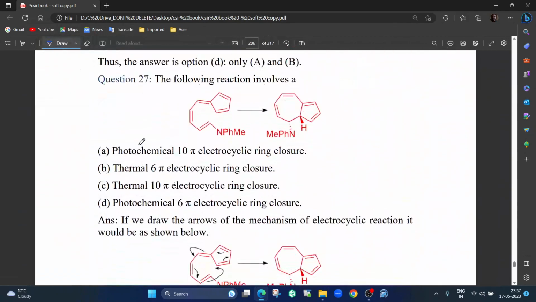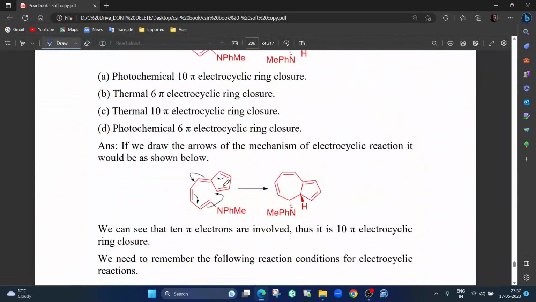Next question. The following reaction involves a, so you are having this and you are asking: photochemical 10 pi system or thermal 6 pi electrocyclic ring closure, thermal 10 pi electrocyclic ring closure, photochemical 6 pi ring closure. So once we draw the mechanism, we'll know how many electrons it is having, and we know it is an electrocyclic reaction. So now you see the mechanism.